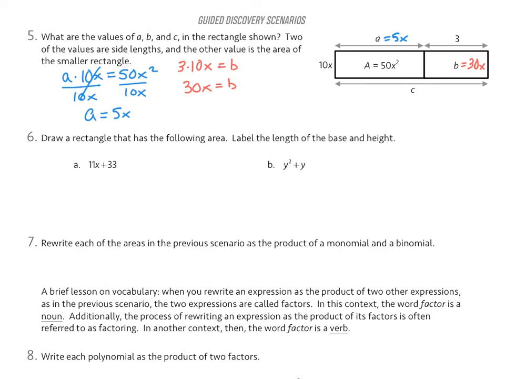Now let's find C. C is this entire length, and if you look up here, there's 5x and 3. If you add these together, you get the length of C. So C equals 5x plus 3.